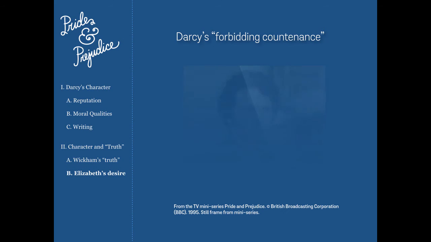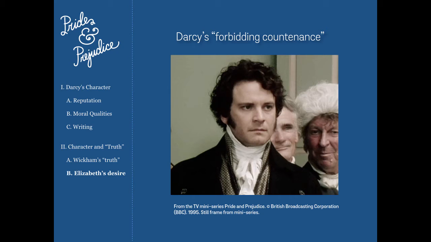Read this passage backwards, and you will recognize that Darcy probably looks the same at the end of the evening as he did at the beginning. What changes is the way others perceive him based on their own desires for his wealth and status, and their own vanity offended when he ignores them.